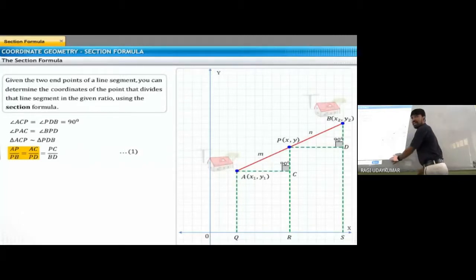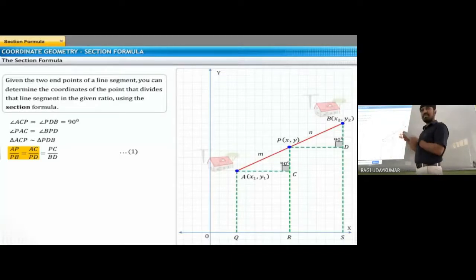Here the perpendicular we have drawn. That means these two are parallel lines. When these two are parallel lines, this is a transversal. Which is the transversal? AB is a transversal if you are considering this angle. Then the BPD angle and the PAC angle will be equal, corresponding angles.